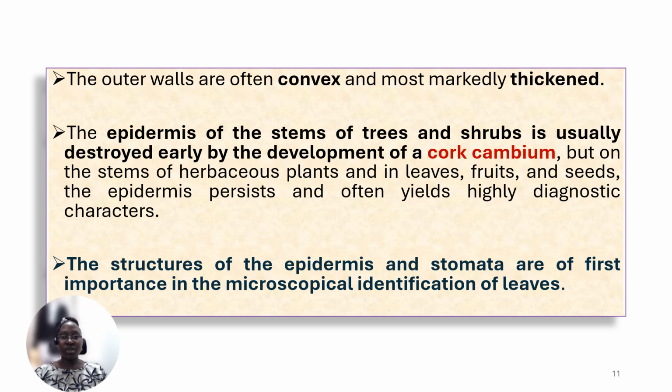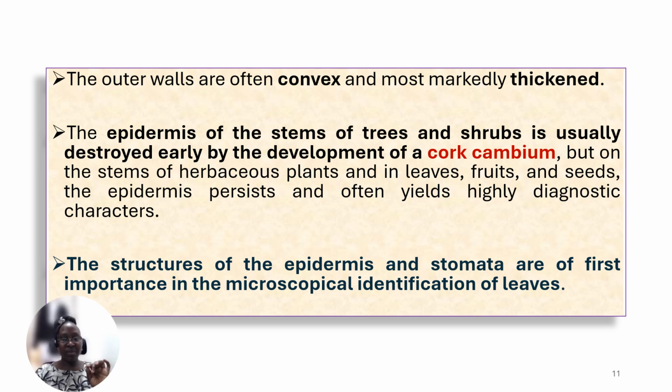The outer walls are often convex and most markedly thickened. The epidermis of the stem in trees and shrubs is usually destroyed early by development of the cambium. I've said this earlier, but on the stems of herbaceous plants and leaves, fruits, and seeds, the epidermis persists and often yields highly diagnostic characteristics.